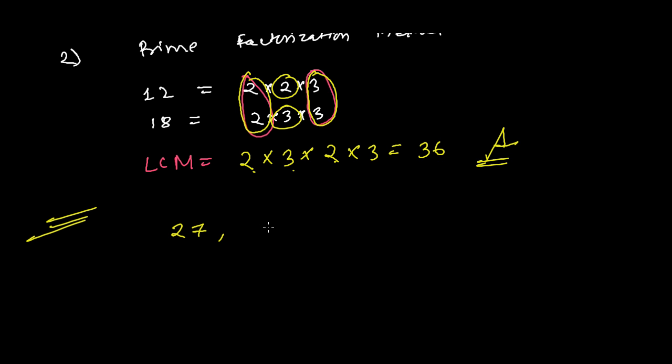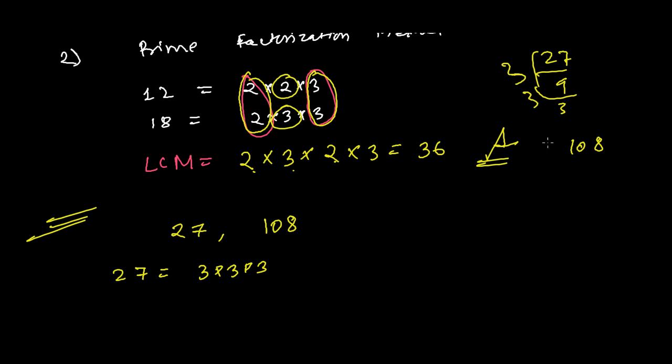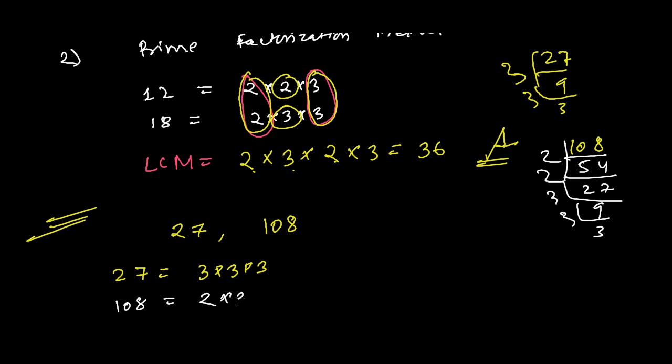Suppose you're going to find the LCM of 27 and 108. So 27, how will you write that? First you need to do the prime factorization. So 3 times 9 and 3 times 3. So you're going to have 3 times 3 times 3. And for 108, I think 2 can divide. 2 times 54, and 2 times 27, and then 3 times 9 and then 3 times 3. So 108 is equal to 2 times 2 times 3 times 3 times 3.